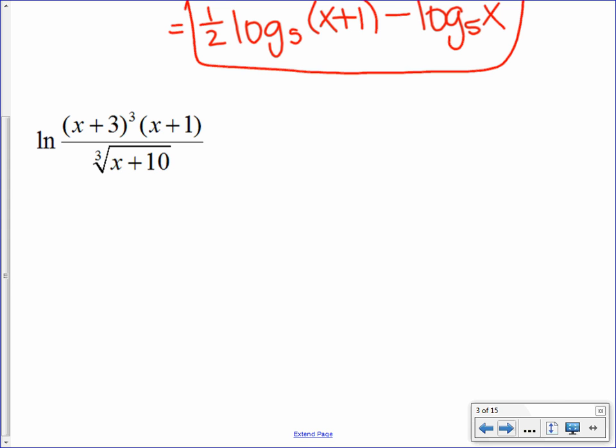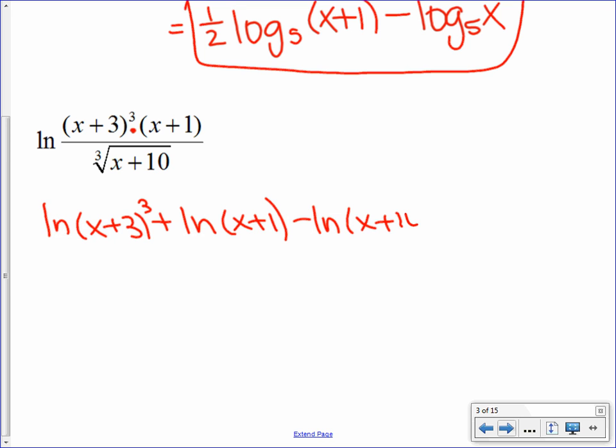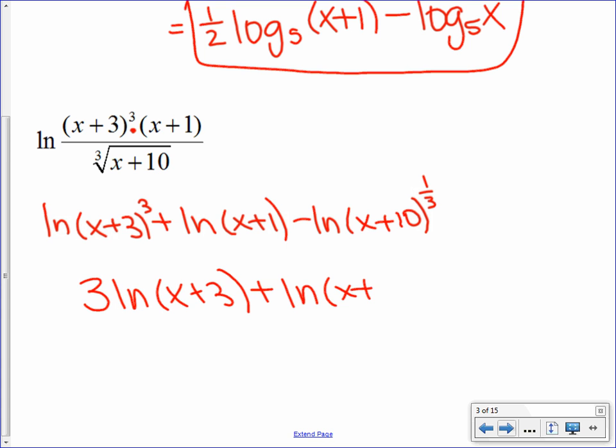First of all, let's do one thing at a time. These two are being multiplied, so we can make two logarithms that are being added. So natural log of (x plus 3) cubed plus natural log of (x plus 1). And then divided means minus natural log of (x plus 10) to the 1/3 power. Could you move the exponents to the front? Yep, we would move the exponents to the outside of the logs.